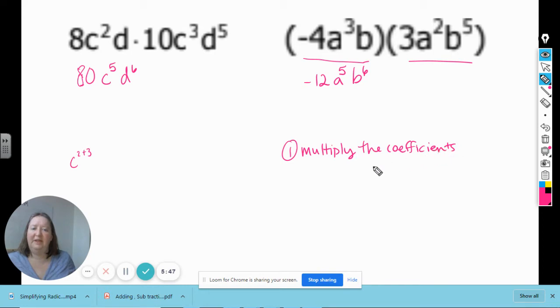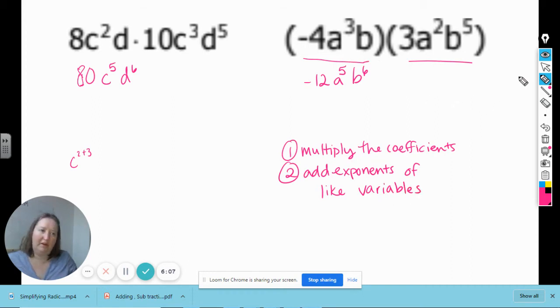Oop, I think that should be E before I. And then I add exponents of like variables. Meaning the A's go with the A's, the B's go with the B's, the X's go with the X's, and so on and so forth.